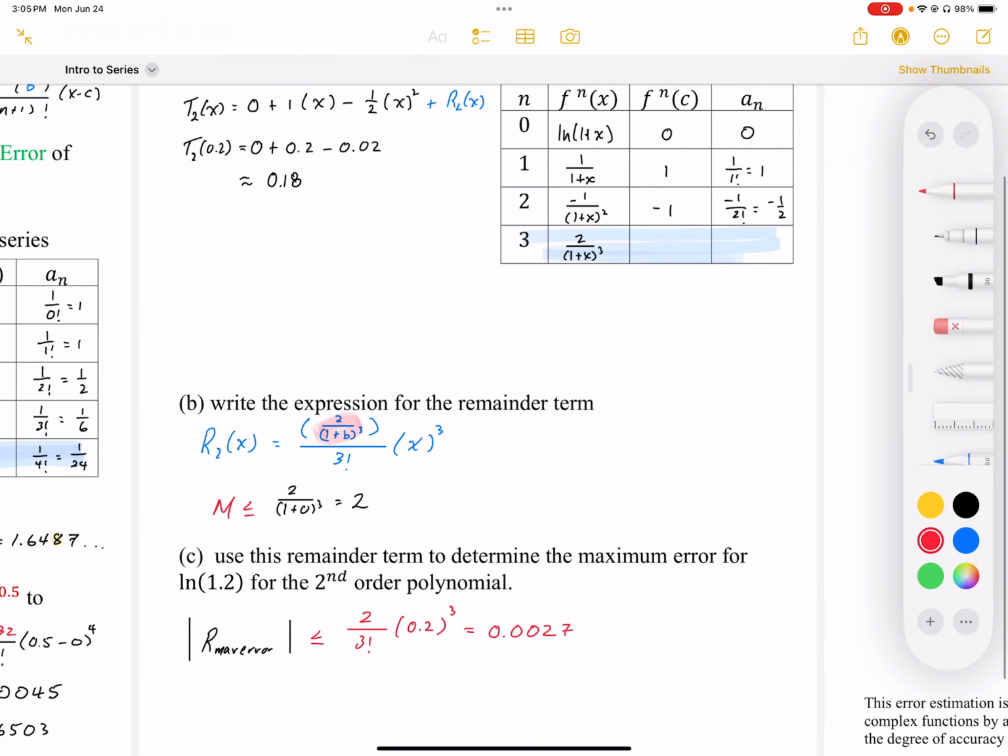Okay, so if we take a look at the actual value, it is equal to 0.18232, and you can see that our value of 0.18 plus 0.0027 is within the bounds of our actual value.